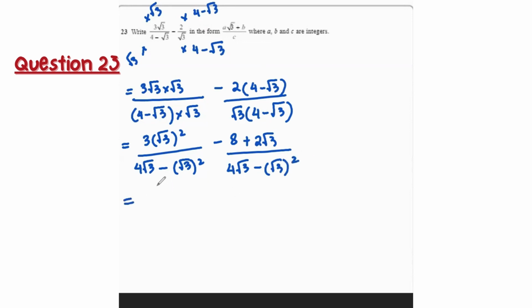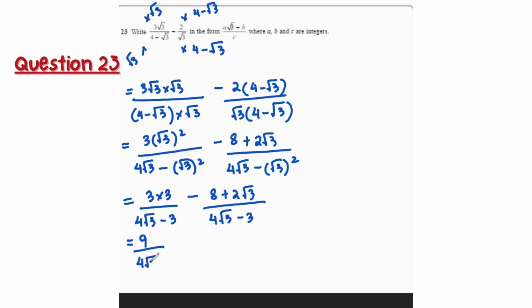As you can see, the denominators are equal now, but let's further simplify it. So 3 times root 3 squared is going to be 3 times 3, because the square of a square root is the number itself. So it becomes 9. And this is going to be 4 root 3 minus 3 as well. Then minus 8 plus 2 root 3 over 4 root 3 minus 3 again. So that's 9 over 4 root 3 minus 3, minus 8 plus 2 root 3 over 4 root 3 minus 3.